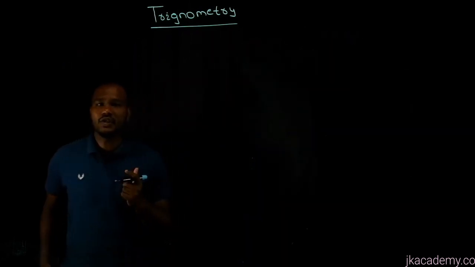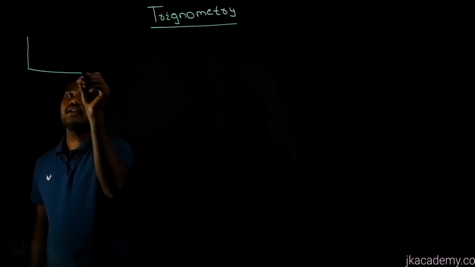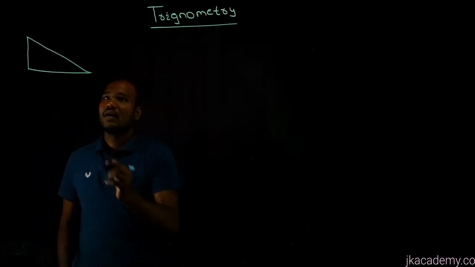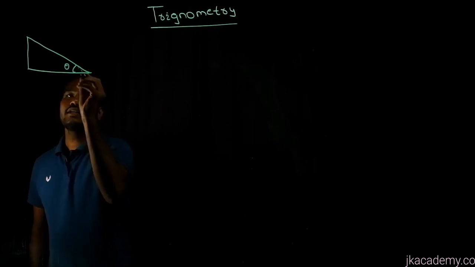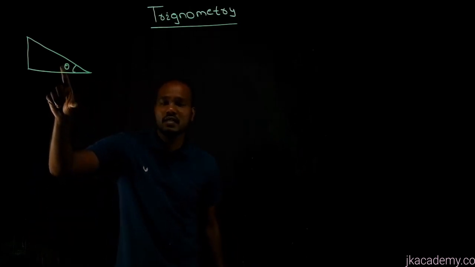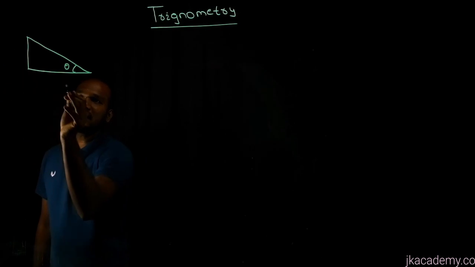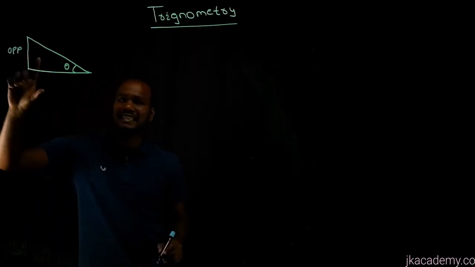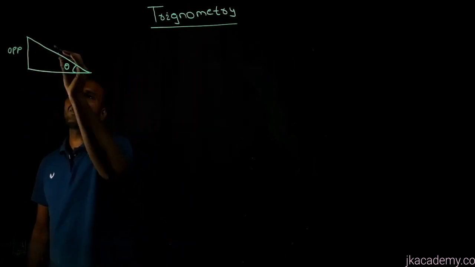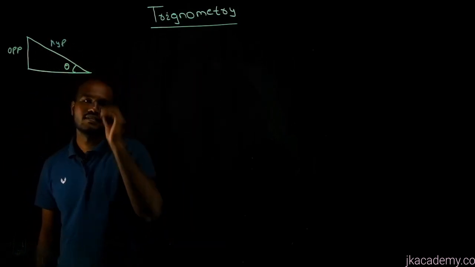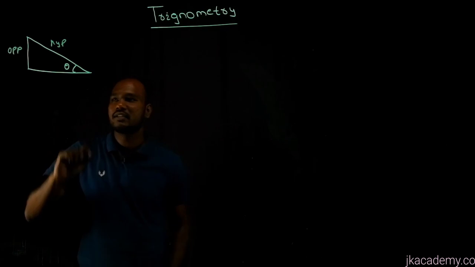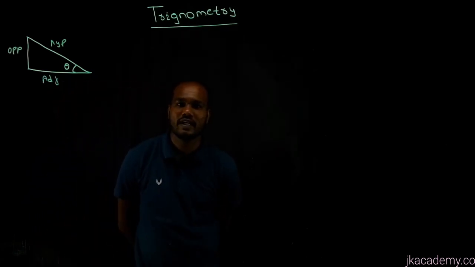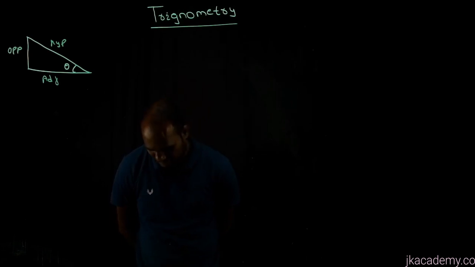Now again, let's continue. Trigonometry is all about talking about the right angle triangle. Let's consider this as theta. Now what will be opposite? This or this? For this, this is the opposite, so I call it opposite. Which is adjacent? This or this? The bigger one is always the hypotenuse. And this will become adjacent. Is that all right? Yes.